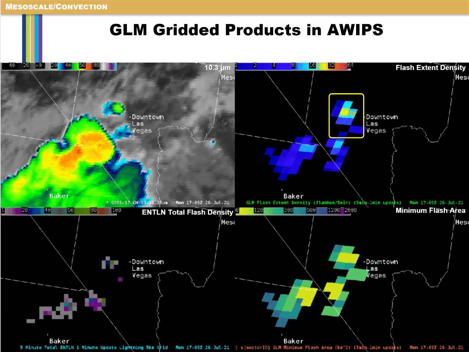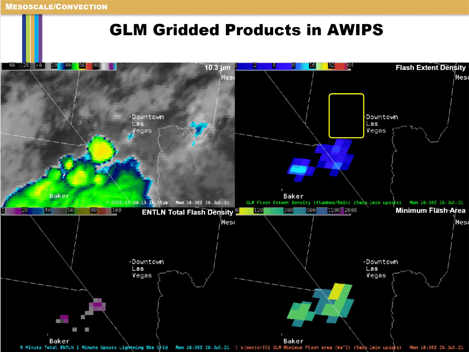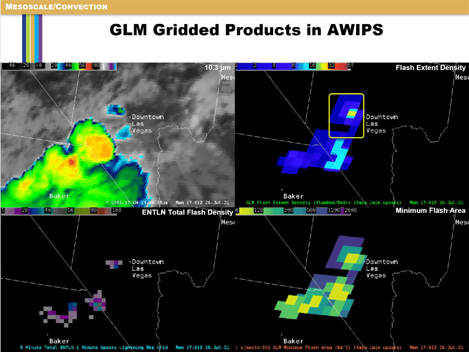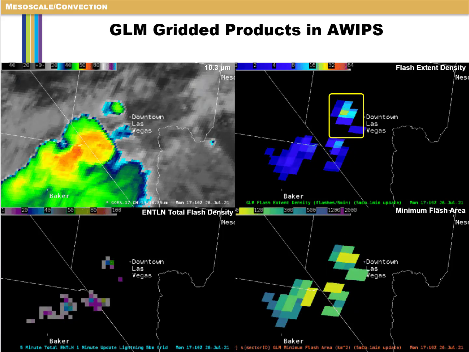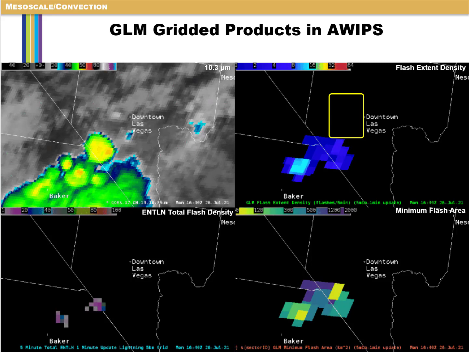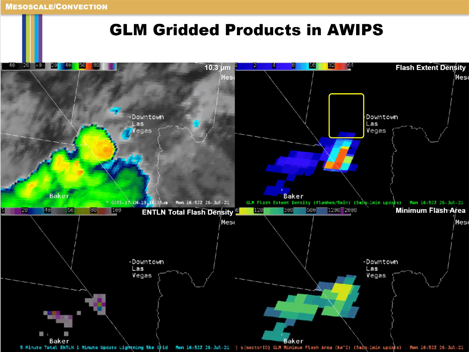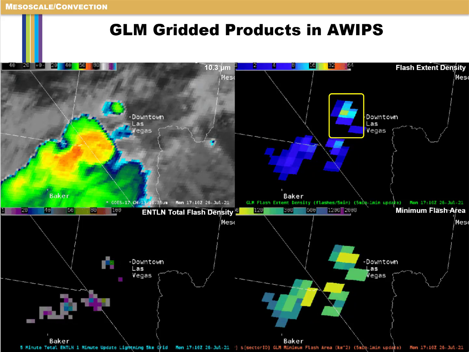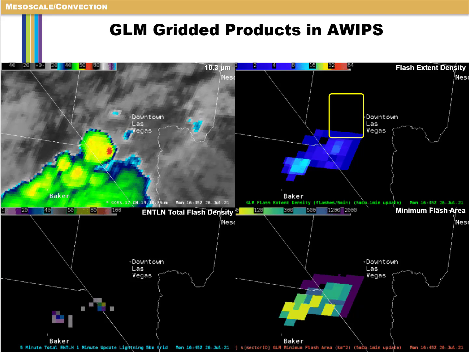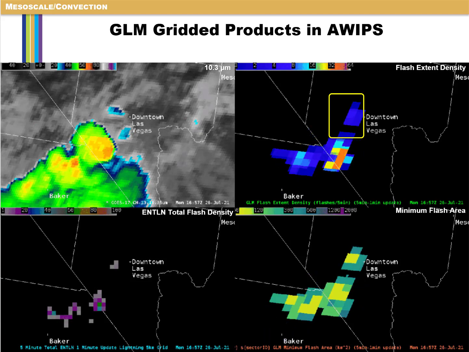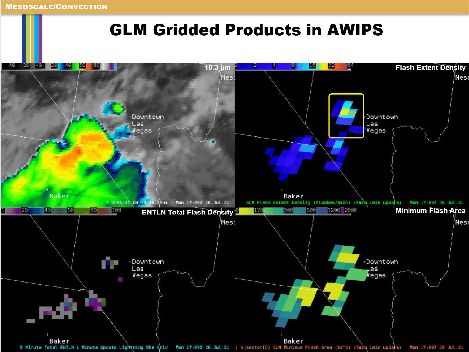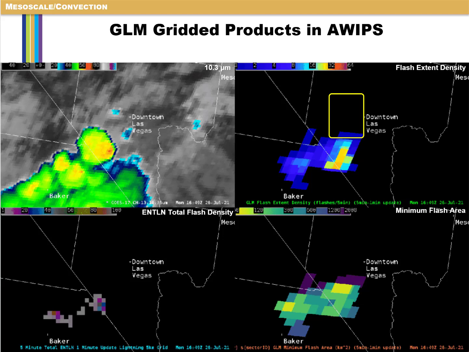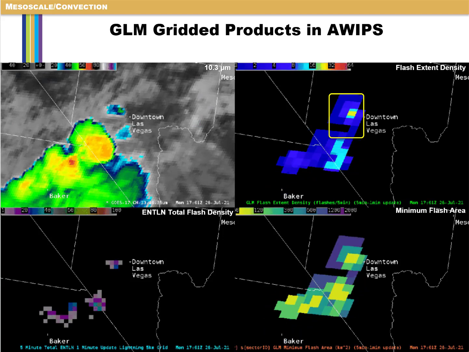Flash extent density increases rapidly while minimum flash area remains low, that is in the yellow colors. This has been shown with thunderstorms that exhibit increasing updraft strength and severity potential. The ENTLN data has additional utility here for identifying the location of the updraft core much more precisely than lightning data from the GLM, which has parallax. This is particularly helpful in this case because of the radar outage. Flash flooding was reported with this convection soon after the end of this animation.